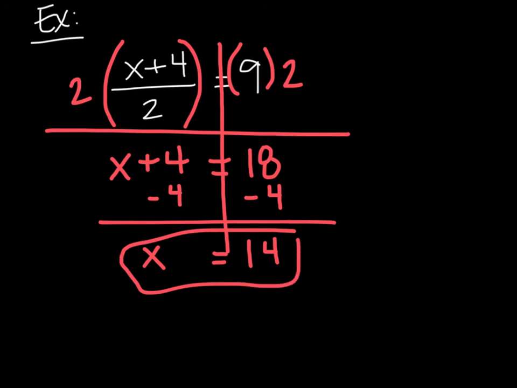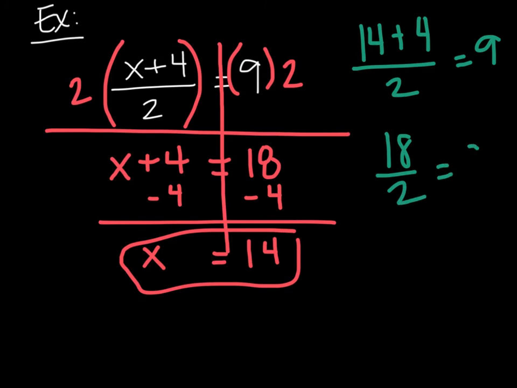Again, I want to make sure that I'm plugging it in to double check my work. So 14 plus 4 over 2 should give me 9. 14 plus 4 will give me 18 over 2, and 18 divided by 2 is equal to 9, so 9 equals 9, and I know I had the correct answer.